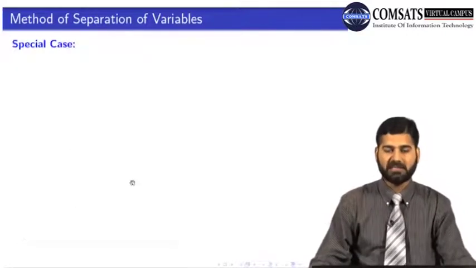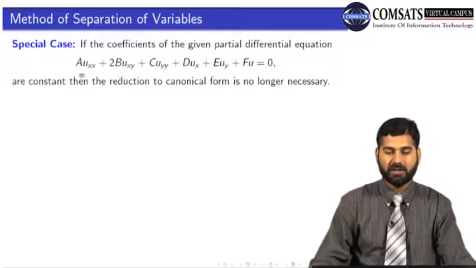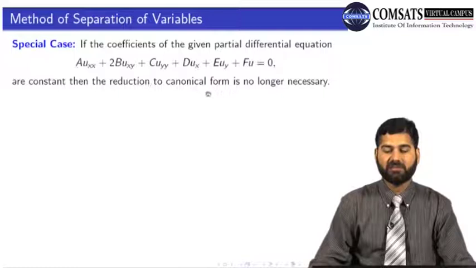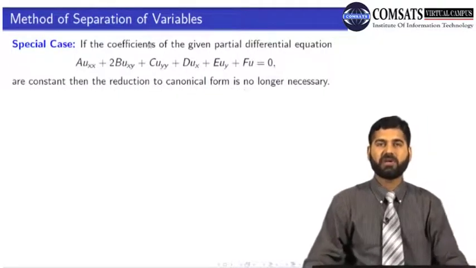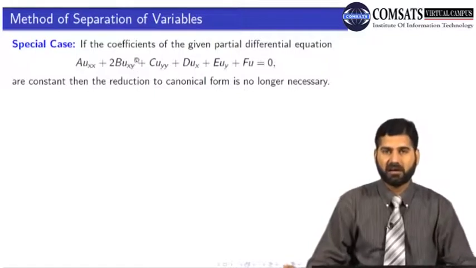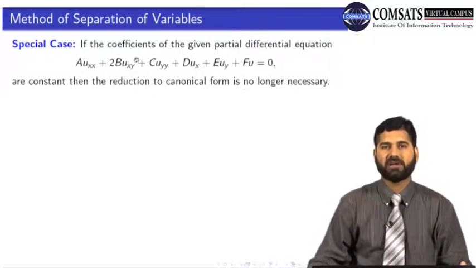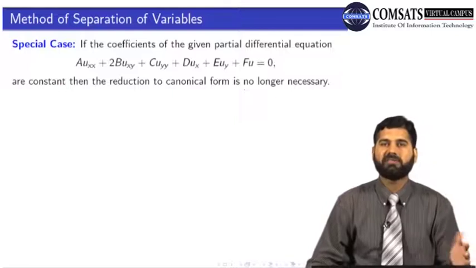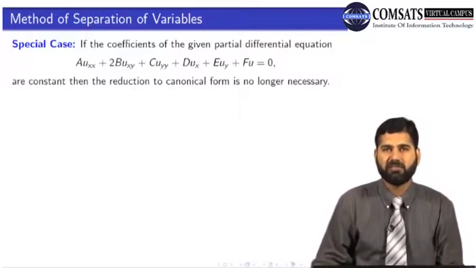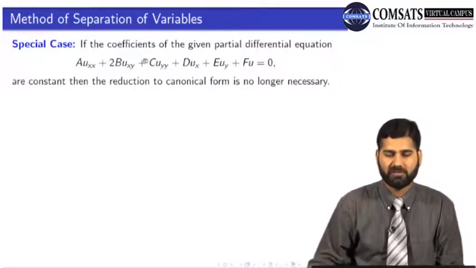Now let's consider a special case where a, b, c, d are constants. If the coefficients of the given partial differential equation are constant, then the reduction to canonical form is no longer necessary. Alright, if your coefficients are all constants, then you don't worry about canonical forms. The reason is the variables will be separated without even converting them to canonical form.